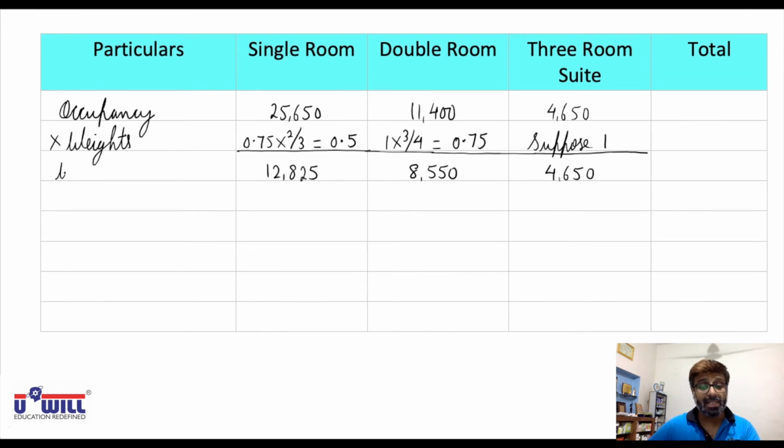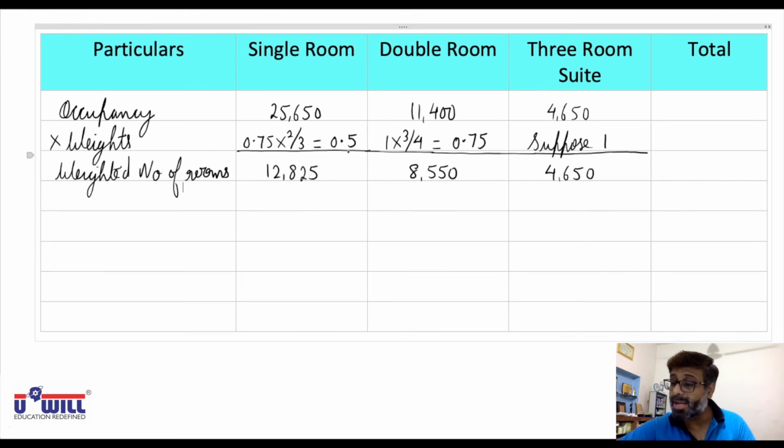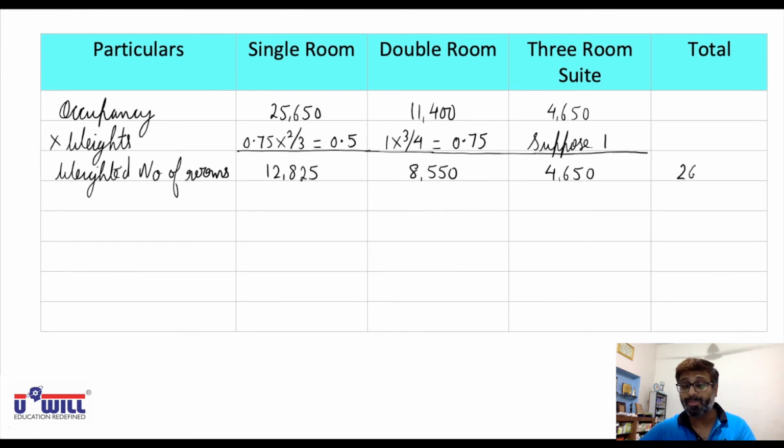What is this? This is weighted rent or weighted number of rooms. Okay, total of this would be required. So 12825 plus 8550 plus 4650, that comes to 26025. Now this we have done earlier also.